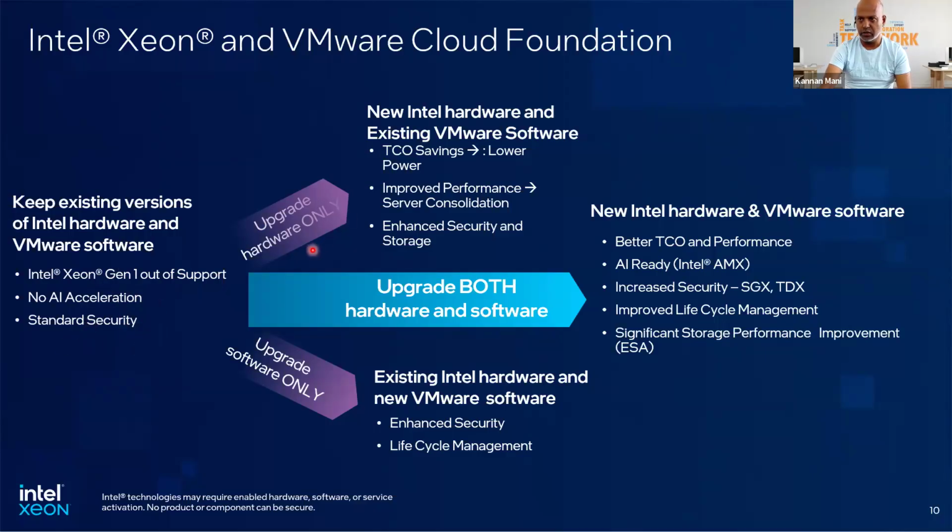So you have two options: you can upgrade your hardware or you can upgrade your software. If you upgrade just one of them, you'll get whatever is needed, but I think the best thing you can do is upgrade both. By upgrading both, you get the best of both worlds. It will be an AI-ready infrastructure.